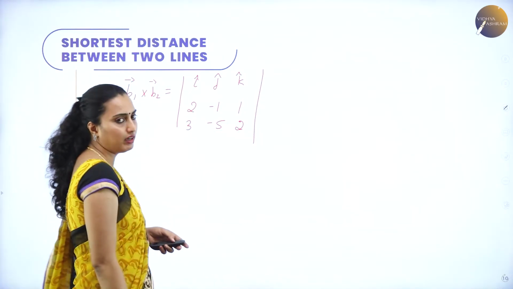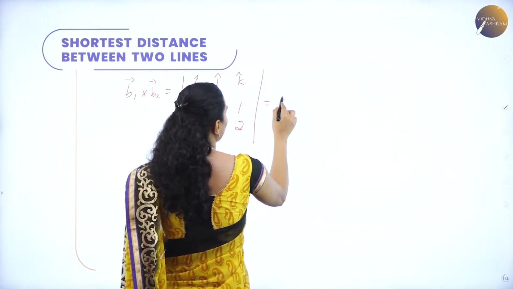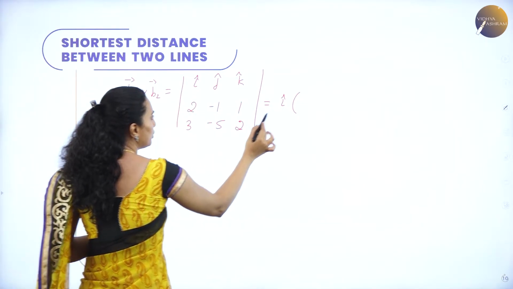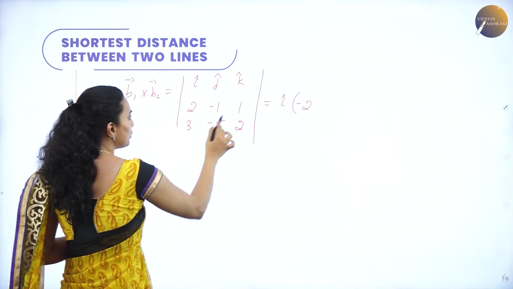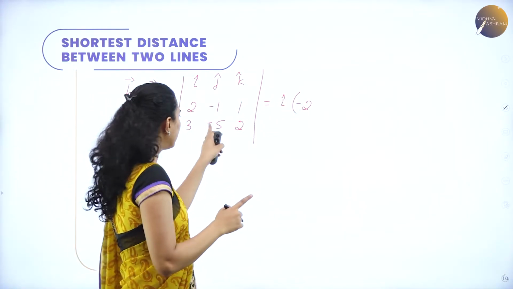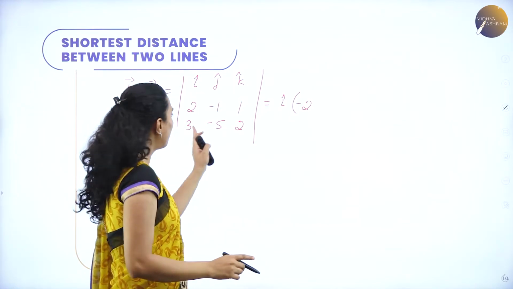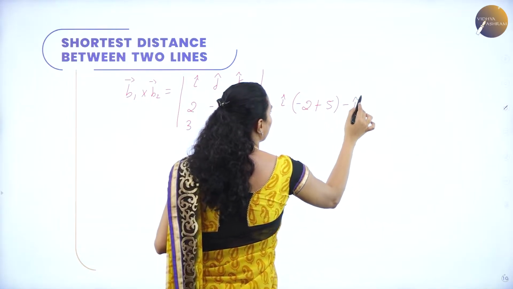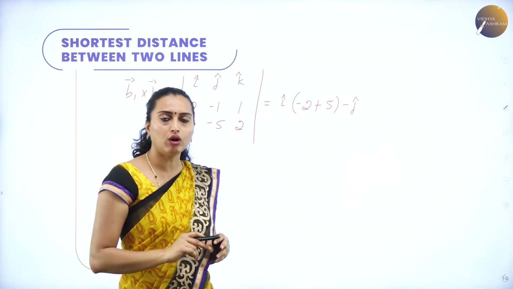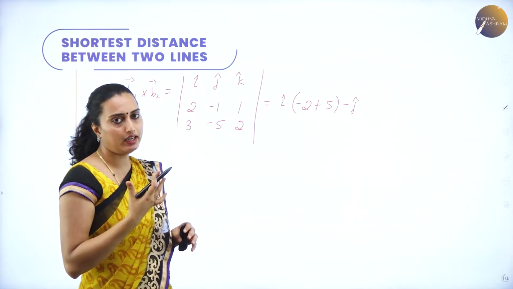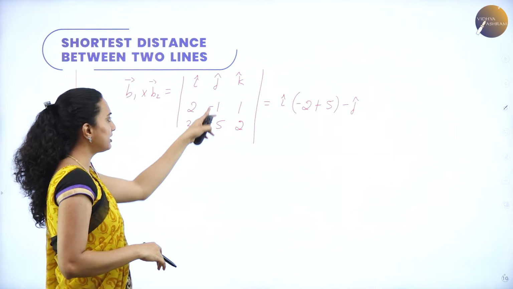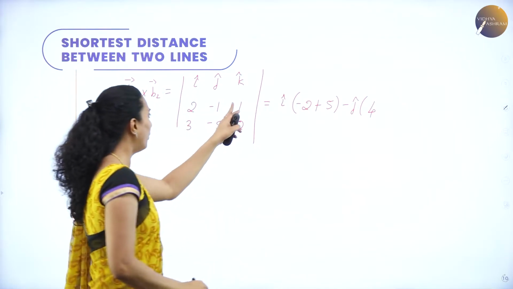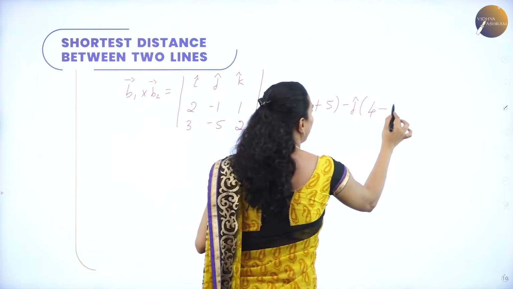Now, you are going to expand this. First, take a positive i, leaving the first column and first row: minus 1 into 2 is minus 2. Again, minus 1 into 5, another minus will come here, and minus of minus gives plus, so minus 5 into 1 becomes plus 5. Again, minus j, because we take the second column with a minus symbol when expanding this matrix. Leaving the second column and the first row, 2 into 2 is 4, and 1 into 3 is 3 with the minus sign.